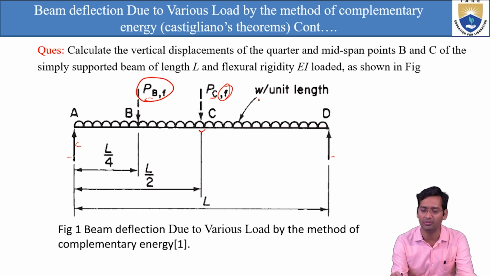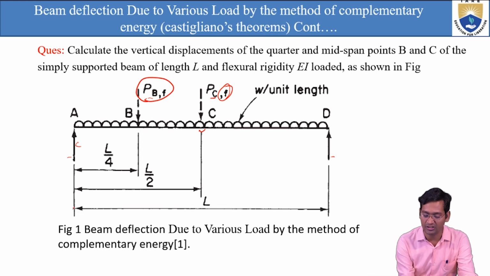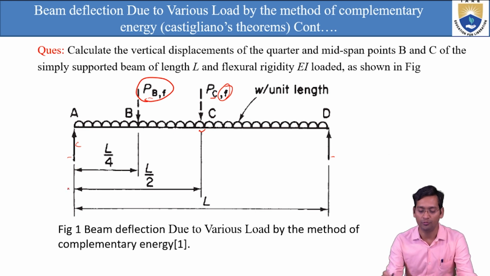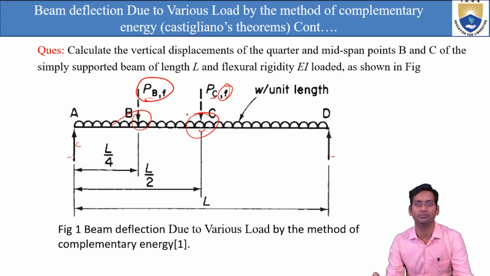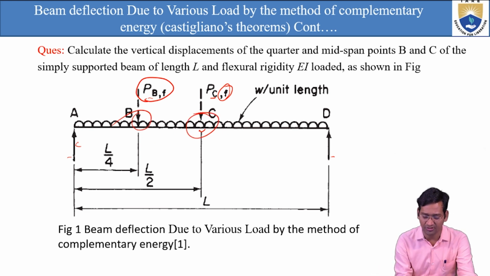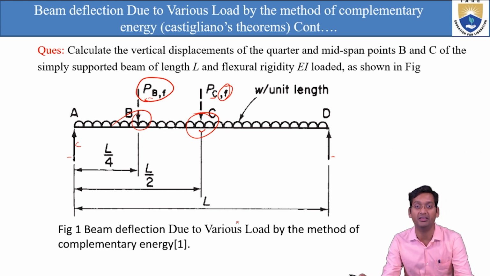And the UDL is given as w per unit length. The total length is L, point B is at L by 4, and point C is at L by 2 from side A. So we have to find the deflection at B and the deflection at C. This figure shows beam deflection due to various loads by the complementary energy method.